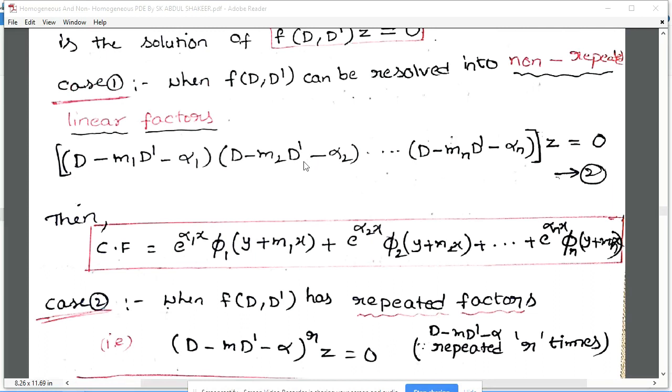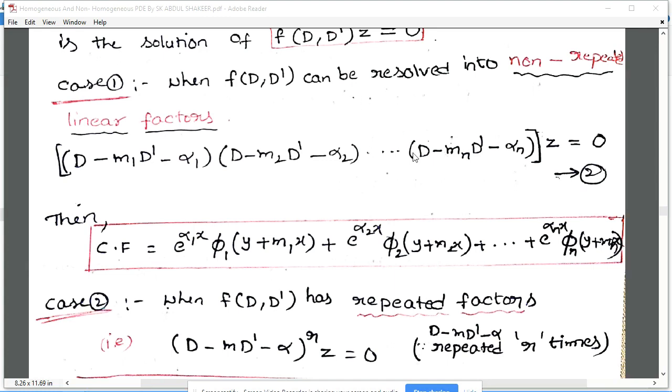The first case is whenever f of D, D dash can be resolved into non-repeated linear factors. The non-repeated linear factor is of the form D minus m1 D dash minus alpha 1. The general term is D minus m D dash minus alpha.